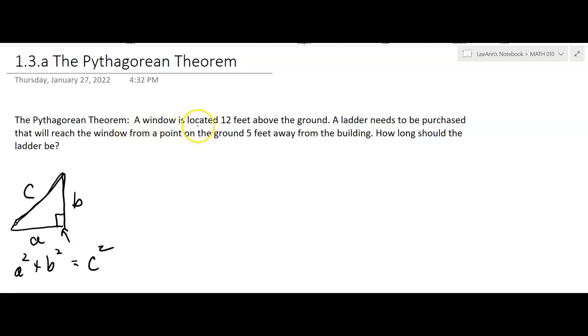A window is located 12 feet above the ground. Okay, so they're talking about a building here, and there's a window, and that's 12 feet above the ground. Here's the ground. A ladder needs to be purchased that will reach the window from a point on the ground 5 feet away from the building. So what we want to do is go out 5 feet here, and put a ladder that's going to reach that window, okay?